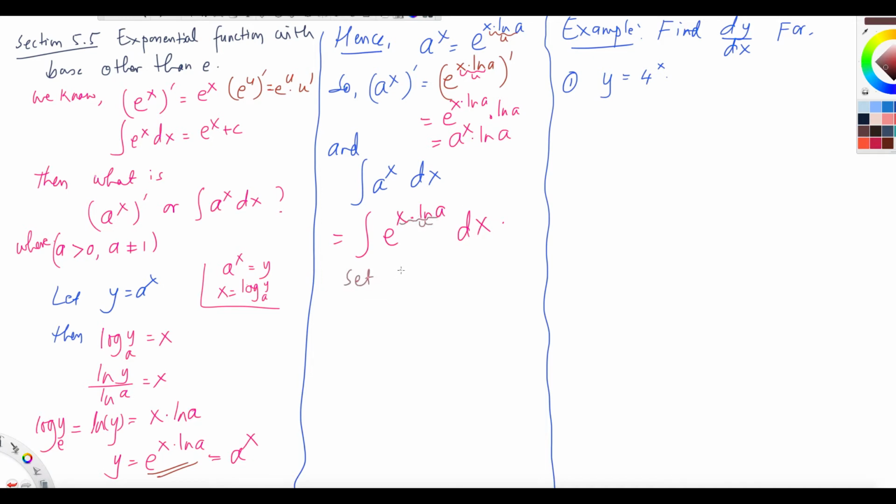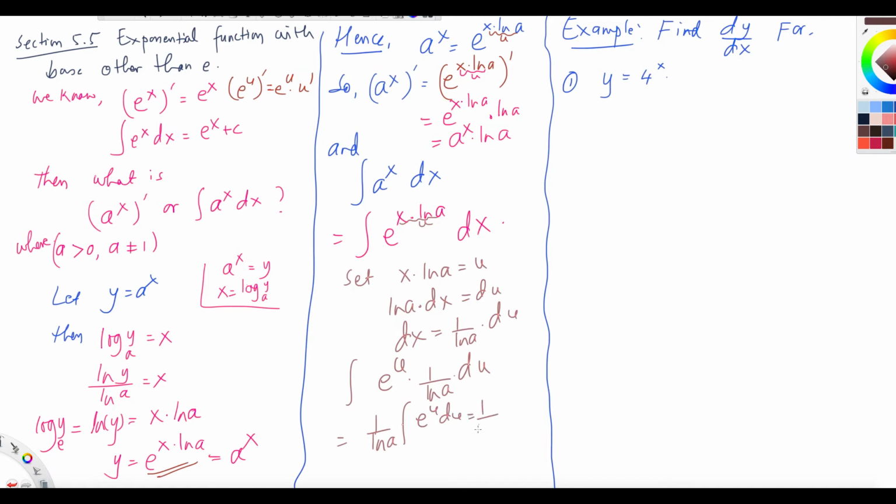Set x times ln a equal to u. Now find the derivative: ln a times dx equals du, because the derivative of x is 1. So dx will be 1 over ln a times du. This integral can be written as e to the u times 1 over ln a times du. This ln a is a constant because a is a constant number, so you can pull that out. So it is 1 over ln a and then the integral of e to the u du.